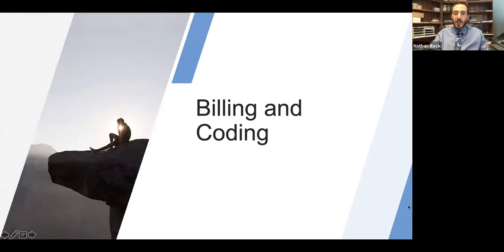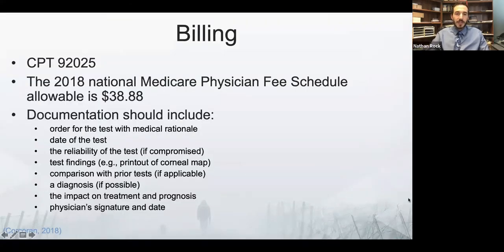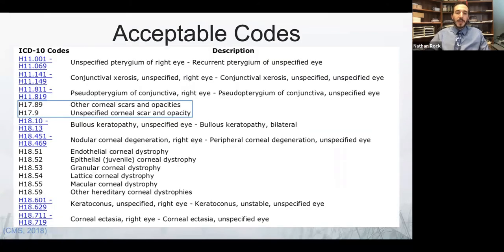So billing and coding, just very brief. The CPT code is listed here. The 2018 fee schedule is about $40. And just like any test, you have to include appropriate documentation to justify your test. So nothing out of the ordinary, nothing different than what you would include for any other test, but good to take a look at that as a review. These are specifically listed under the Centers for Medicare and Medicaid Services as acceptable codes to use for topography. So this is not an all-exhaustive list. You can certainly get things covered that aren't on this list, I know for a fact, but these 100% will be covered.